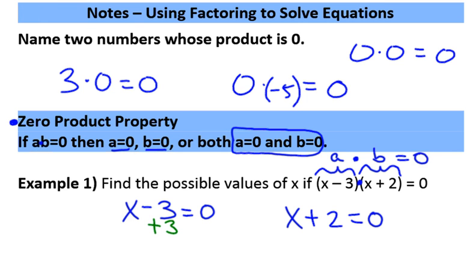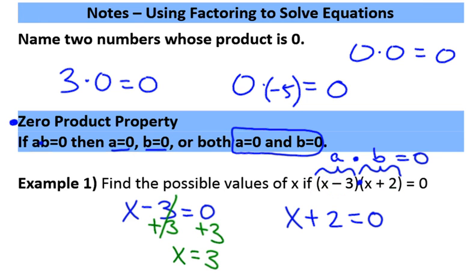If I solve here, you add 3, so x could equal 3. In this problem, if x equals 3, then the whole thing would equal 0, and that makes sense, because if I put 3 here, then 3 minus 3 equals 0. It doesn't matter what's sitting here, because 0 times anything is 0.